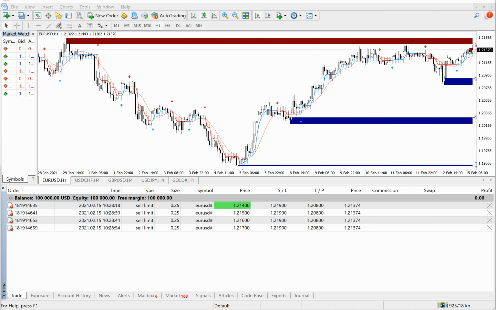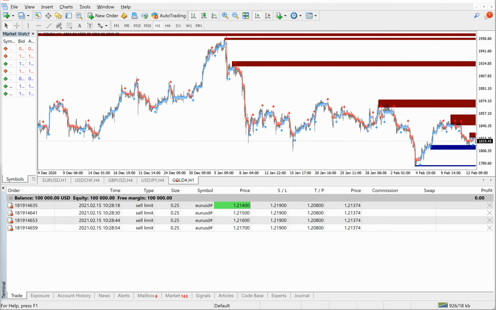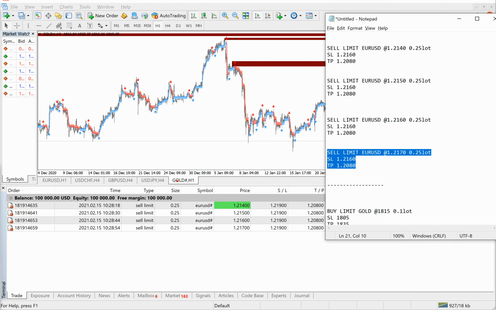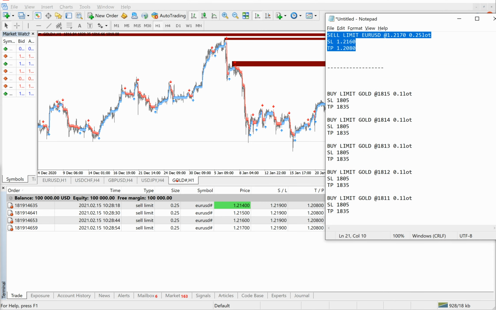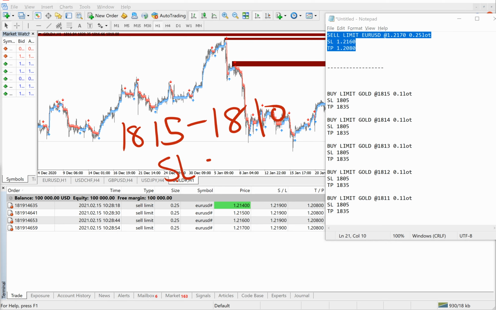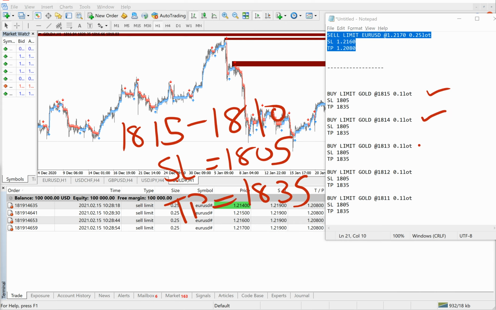Let me do this for gold. This is the gold chart. I'm going into the gold chart and now I will place the trade here in gold. In gold, the range for the entry is 1815 to 1810. The SL will be 1805 and TP is going to be 1835. So here there will be 5 entries at price 1815, 1814, 1813, 1812 and 1811.